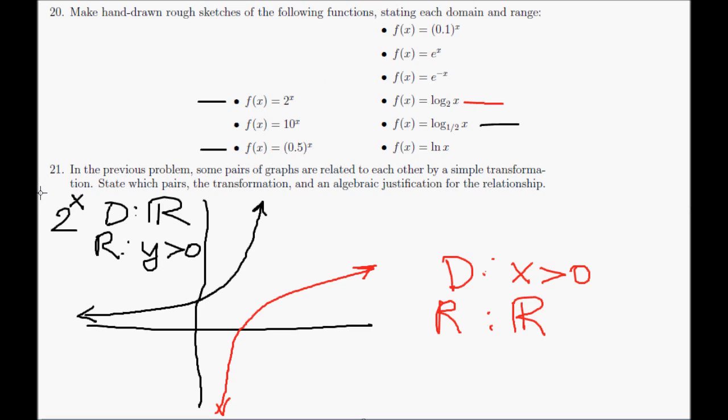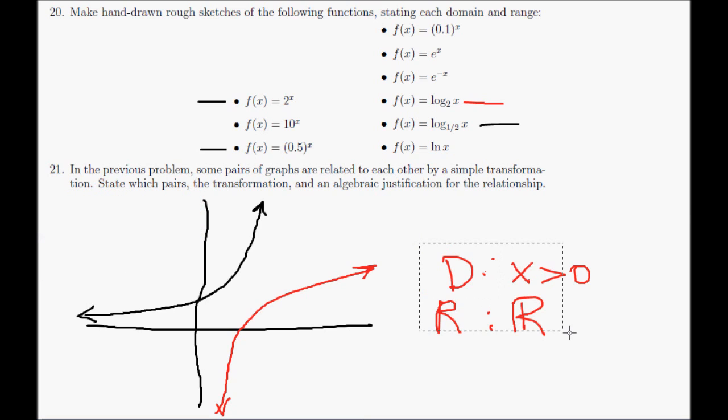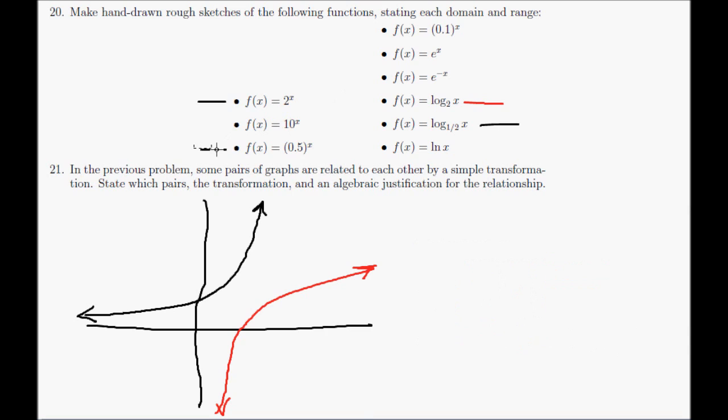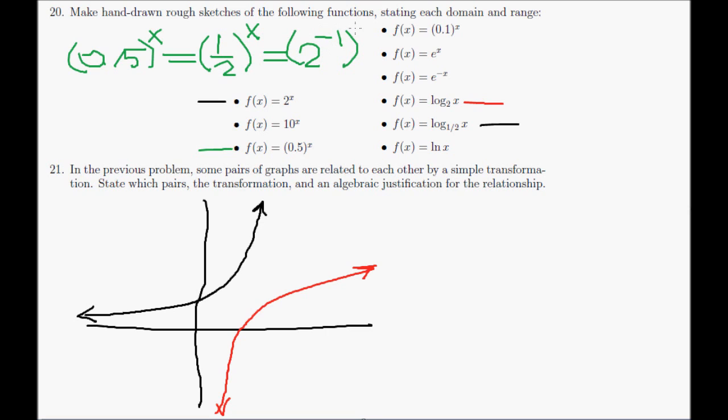Okay, let's now take a look at another possible transformation. Another possible transformation is going to be 0.5 to the x. So let's draw this one in green, 0.5 to the x. And notice that 0.5 to the x is equal to 1/2 to the x, and by the laws of exponents, that's equal to 2 to the minus 1 to the x, which is equal to 2 to the minus x.